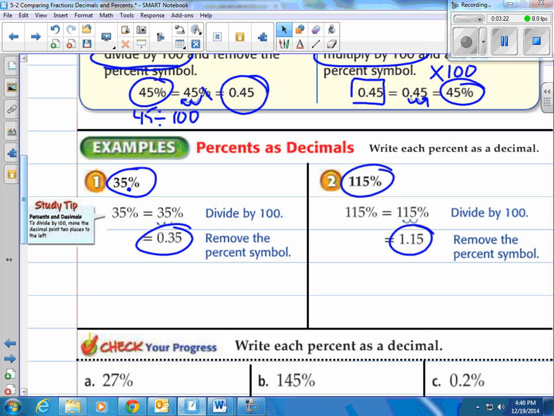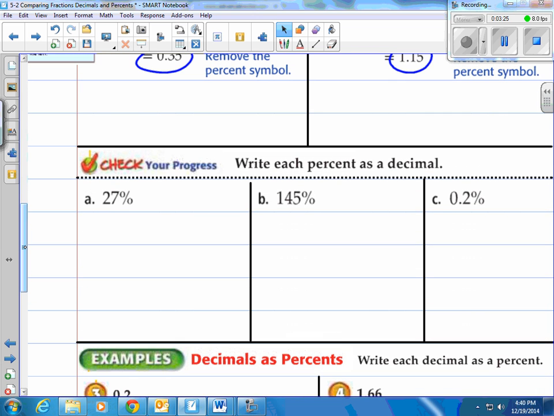How about you give it a shot? Why don't you pause the video and try these 3 right here. Come on back, say I do.